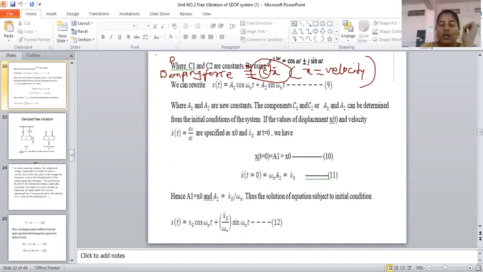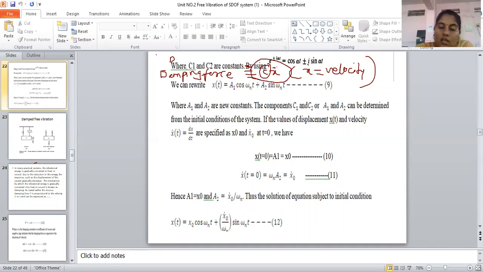So write this down fast. Write down below this: F is equal to minus cx dot, where c is the damping constant, or coefficient of viscous, and the negative sign indicates that the damping force is opposite to the direction of velocity.